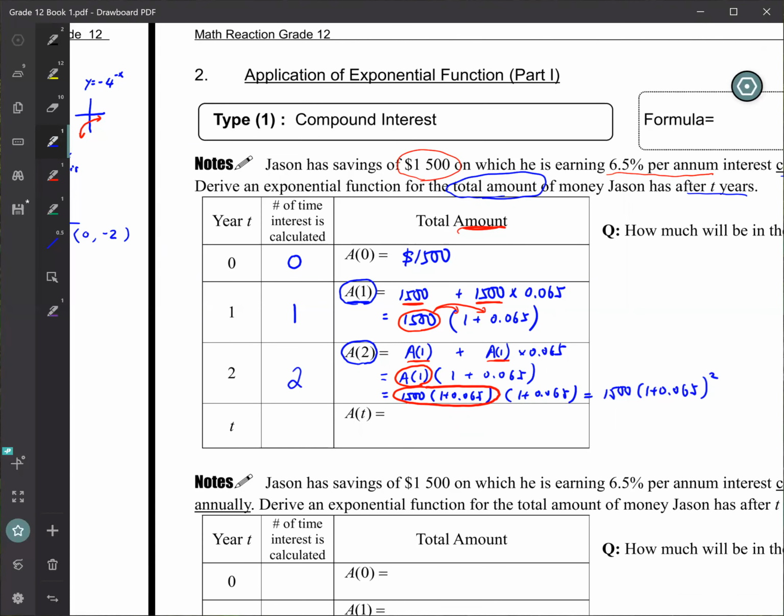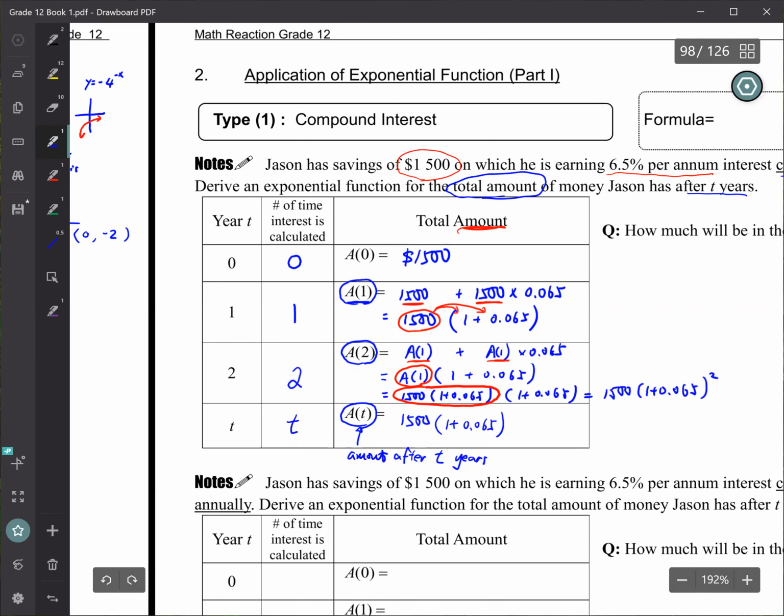2. So if it's t years later, right, amount after t years. Okay, let's write that in a sentence. Amount after t years will equal, in this case, 1,500, right? That's the amount of money that you put in, times 1 plus the interest rate to the t. Right? If it's 2 years, it will be 2.